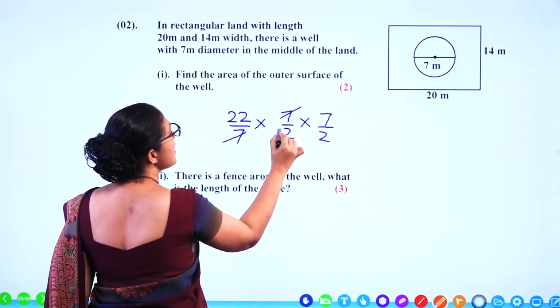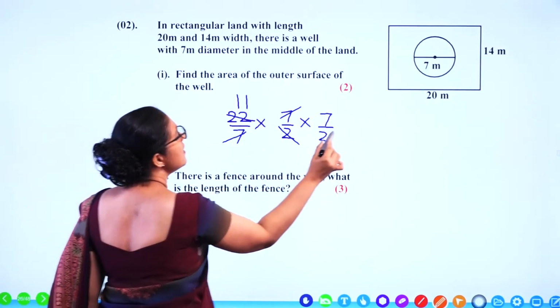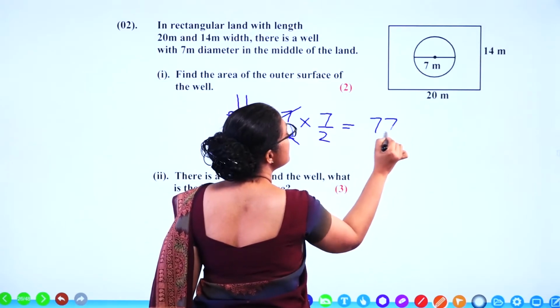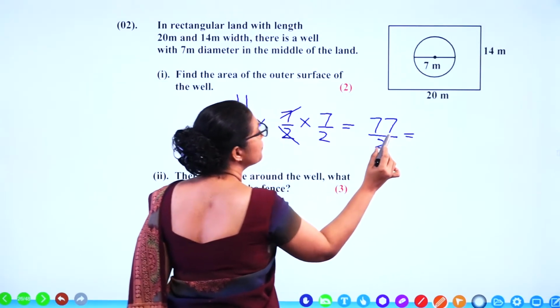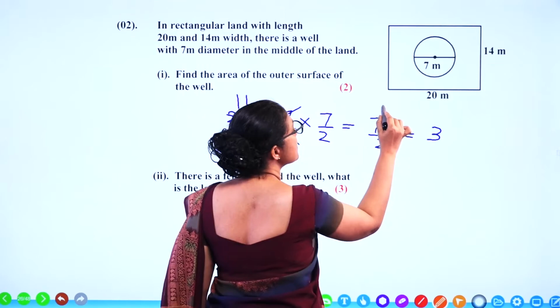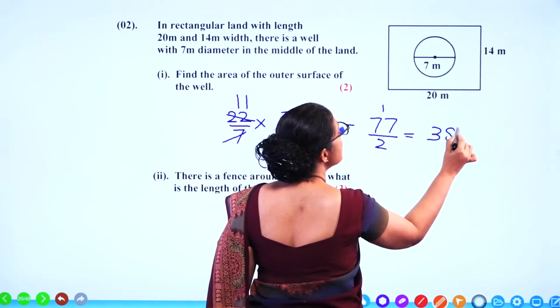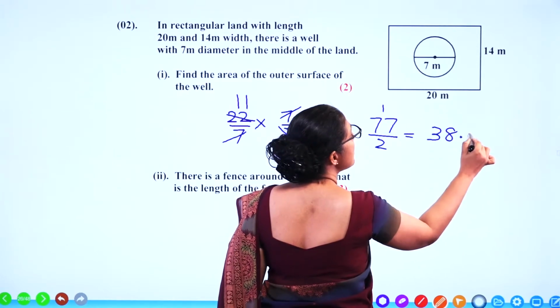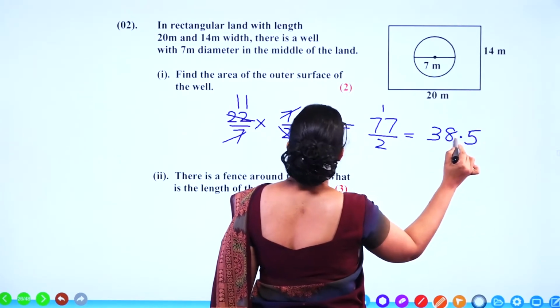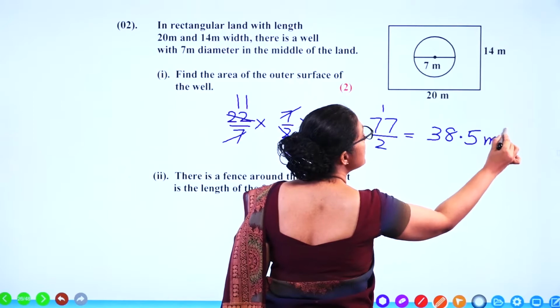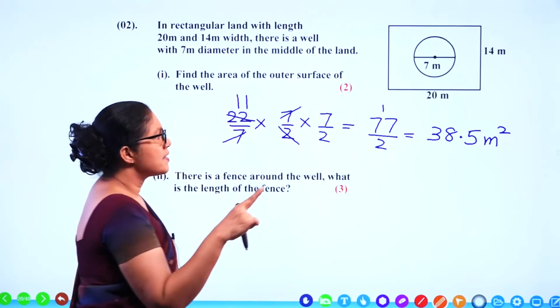7 and 7 get cancelled out. You get 11. 11 times 7, 77 divided by 2. 38.5 square meters is the area of the circle.